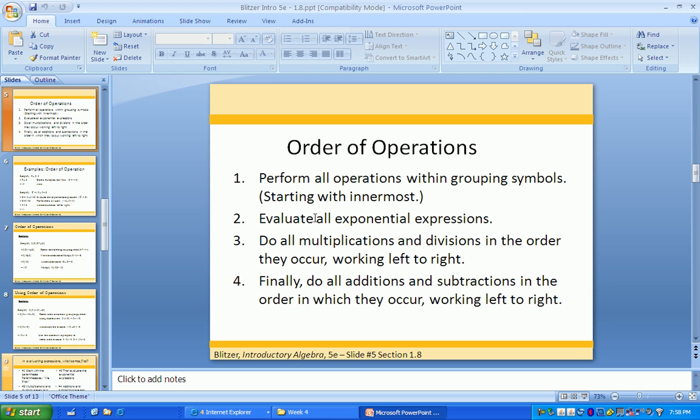Number 2, you have to evaluate all exponential expressions, so evaluate all your exponents. The third thing you do is all the multiplication and division in the order they occur, working from left to right. And then the fourth thing you need to do is all the addition and subtraction in the order they occur from left to right.